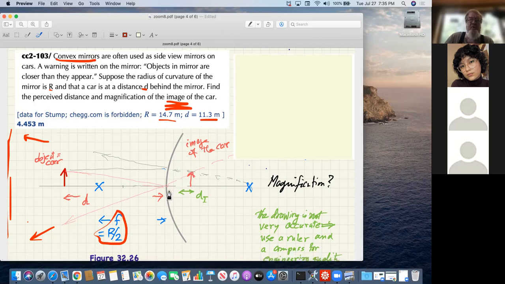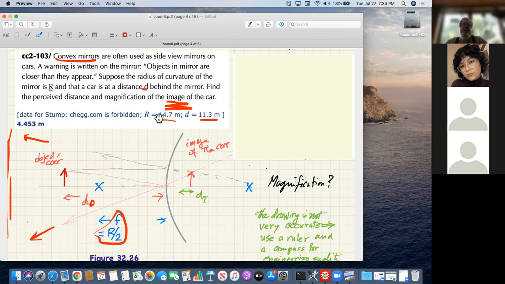And what we're interested in is the distance from the mirror. So that would be d sub I. Here's d, or sometimes this is usually called DO, for object. It's the distance from the object to the mirror. That's the 11.3 meters. Here's DI.